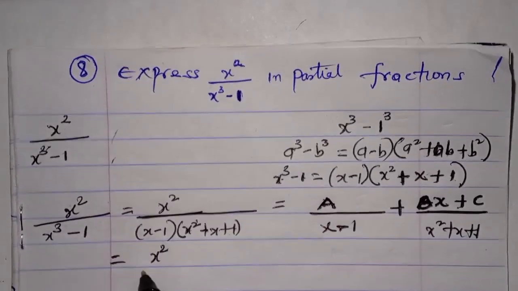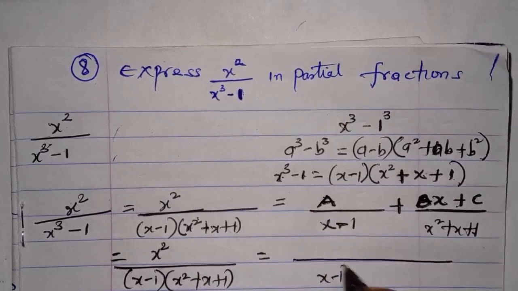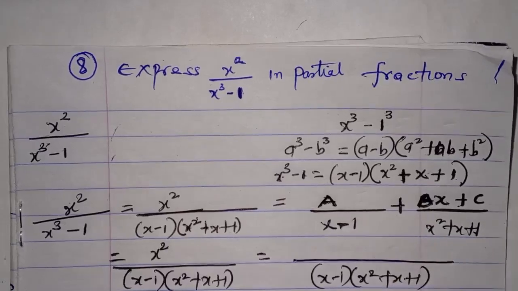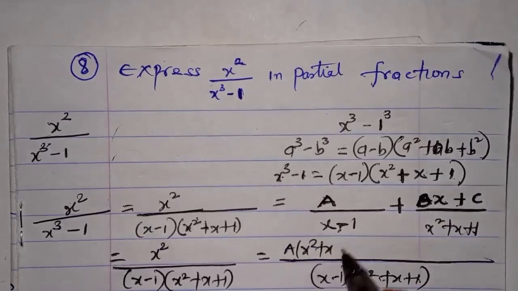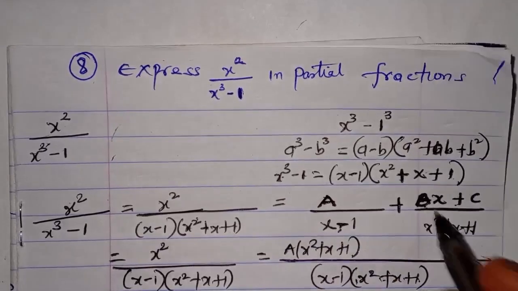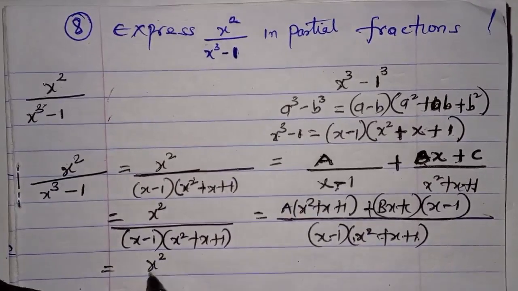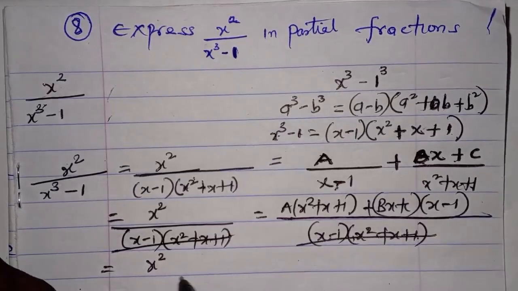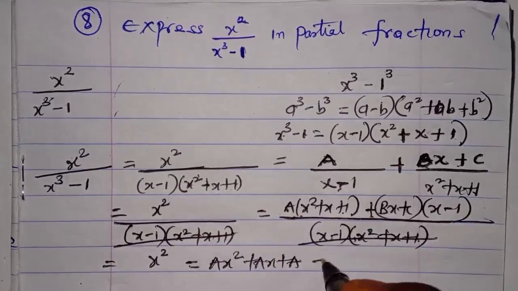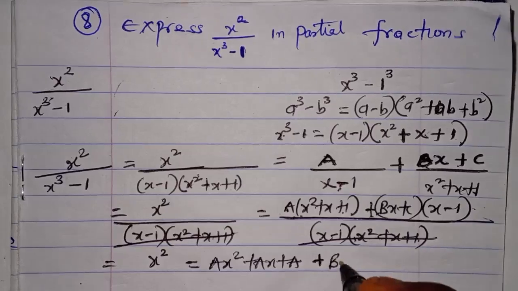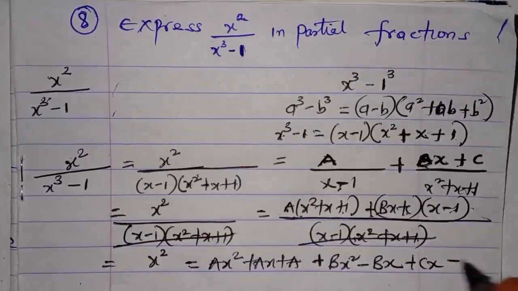So x squared divided by x minus 1 into x squared plus x plus 1 is equal to the same thing here. That's the LCM. If I divide this LCM by this, I'll get x squared plus x plus 1 times a. That's a into x squared plus x plus 1. Divide the LCM again by this, you have x minus 1 times this. So we have x squared is equal to ax squared plus ax plus a, I use a to multiply everything here. Plus, if I expand this, bx times x, that's bx squared. Bx times minus 1, minus bx. C times x, that's cx. C times minus 1, minus c.